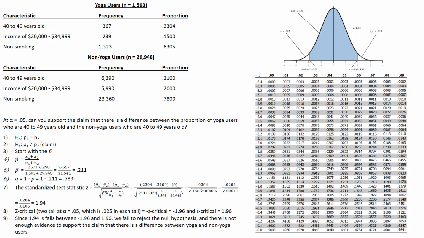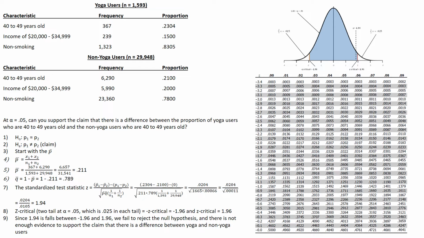Here's another one. This is a little interesting. These are yoga users, and we've got 3 different tables. We're going to use only one section of it here. They looked at 1,593 yoga users versus non-yoga users, 29,948.